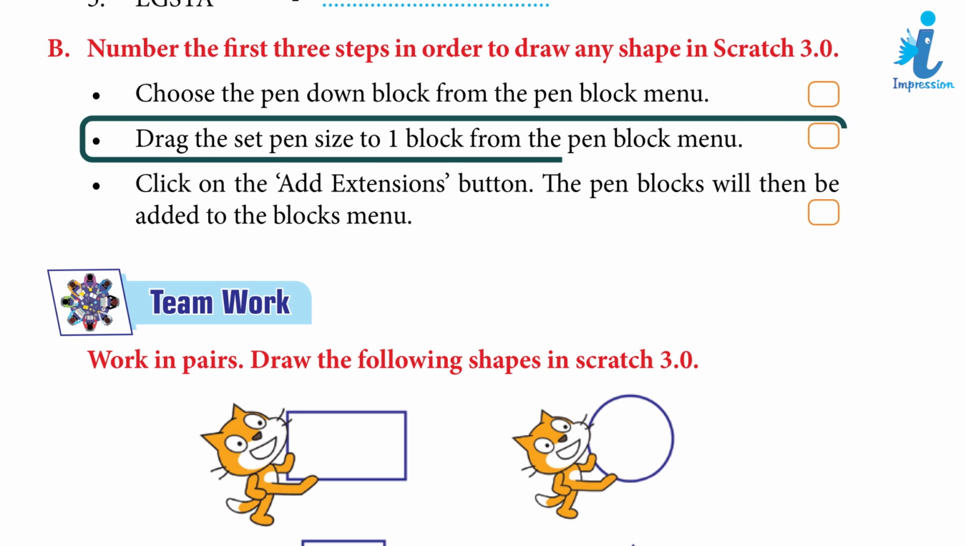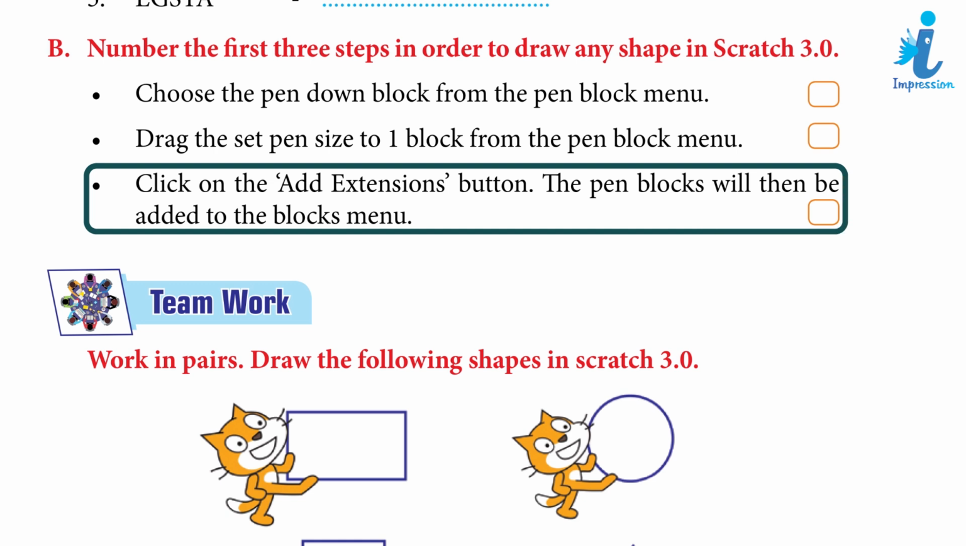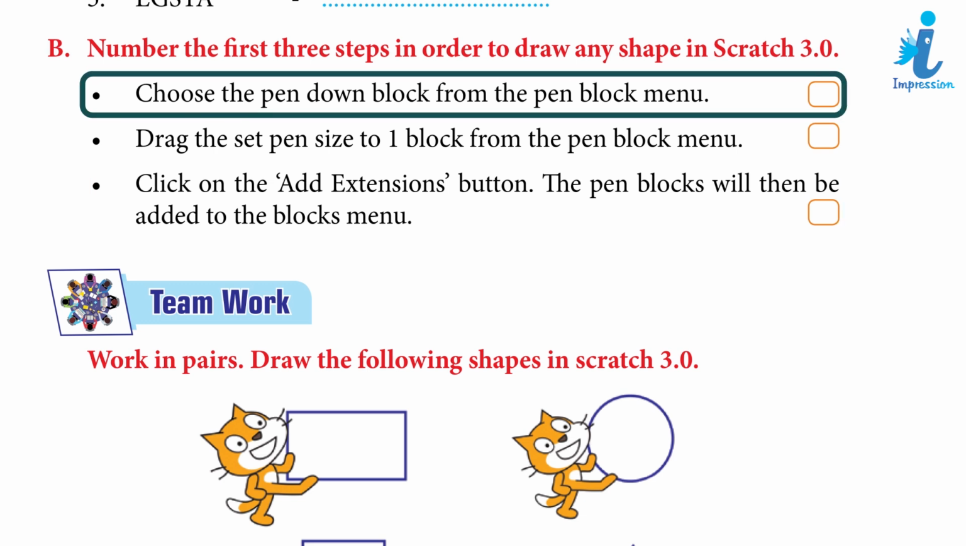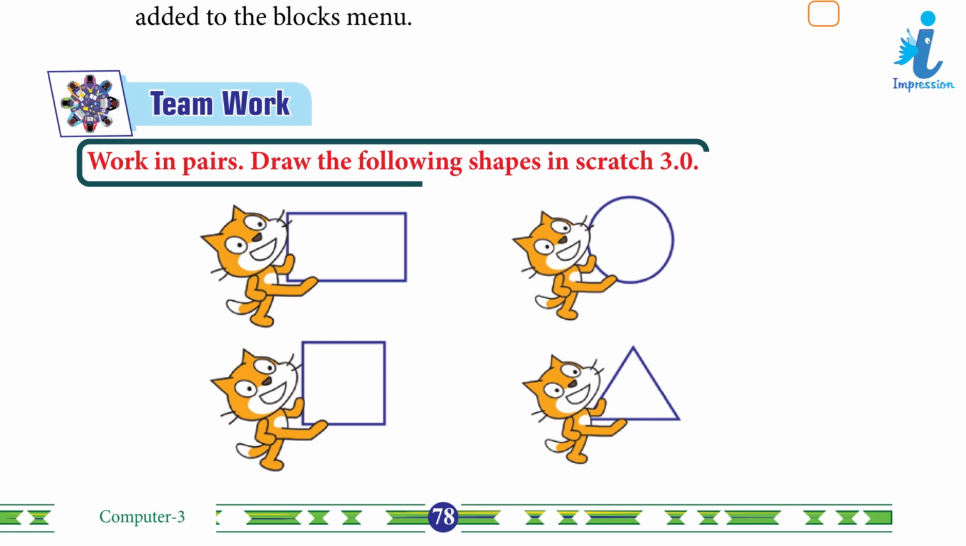Answer. Drag the set pen size to one block from the pen block menu. Click on the Add Extension button. The pen blocks will then be added to the block menu. Choose the pen down block from the pen block menu. Team work. Work in pairs. Draw the following shapes in Scratch 3.0. Answer. Do it yourself.